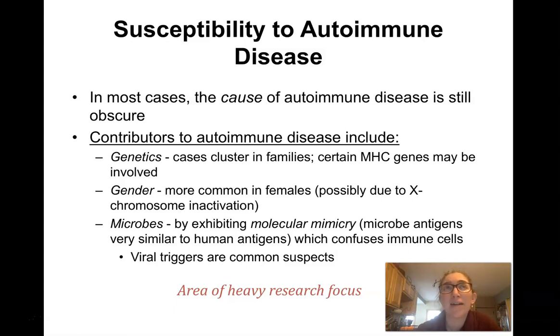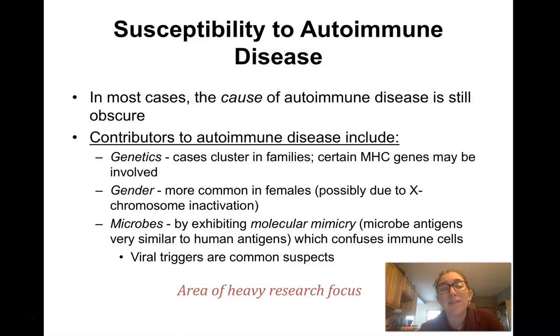We see, for example, with rheumatic fever, after strep infection, the body can start making antibodies that are supposed to target the strep, but they target a part of the strep that looks a lot like a cardiac protein, and then you start basically making antibodies that attack the heart. That's sort of an autoimmunity that's triggered by microbes.